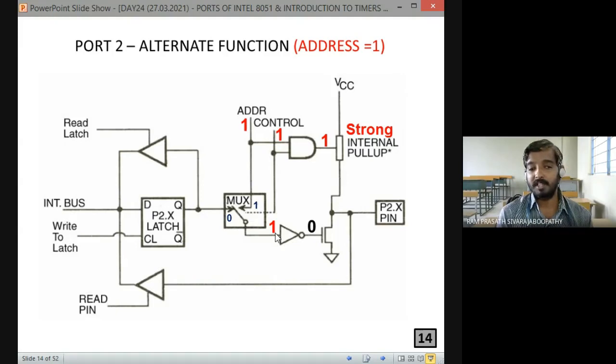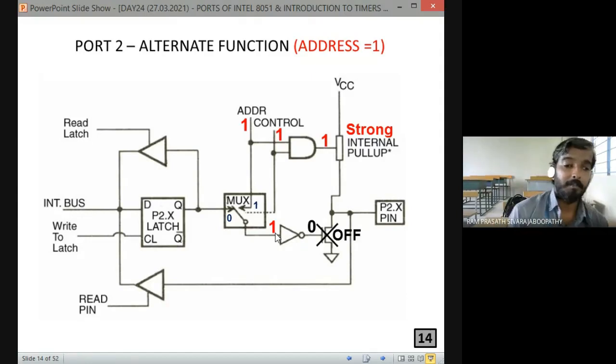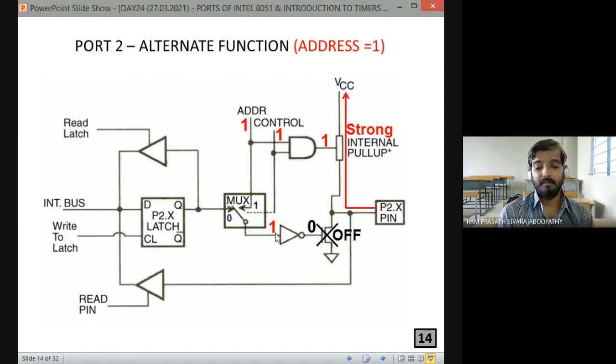Fine. What about the status of the transistor now? Off. Very good. So it is going to be an open path. So the port pin P2.x is going to be at logic 1. Fine. See why we are having the strong internal pull-up activated when we are writing the address logic as 1.